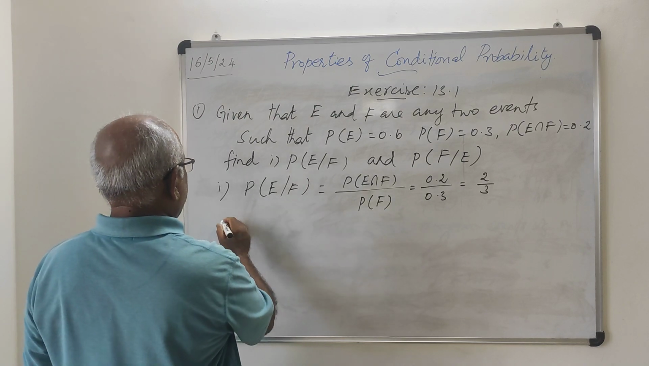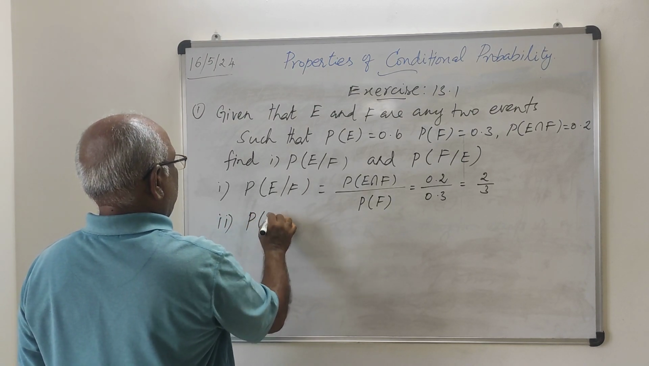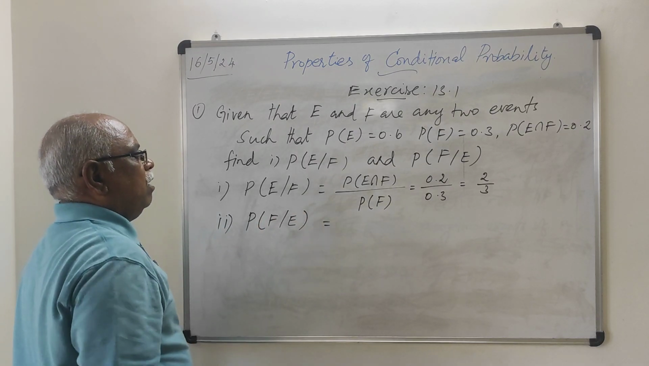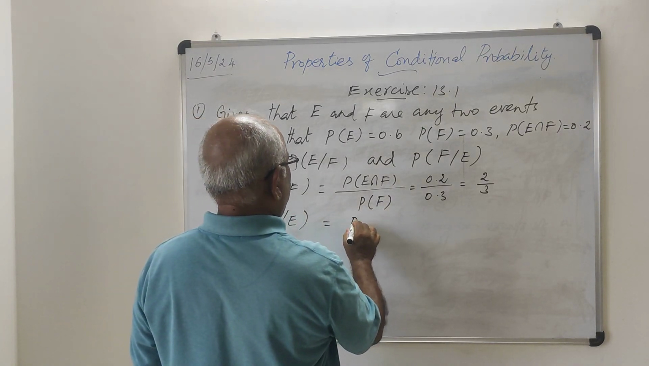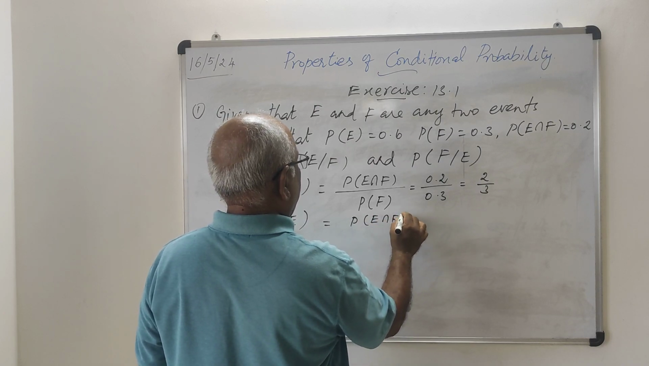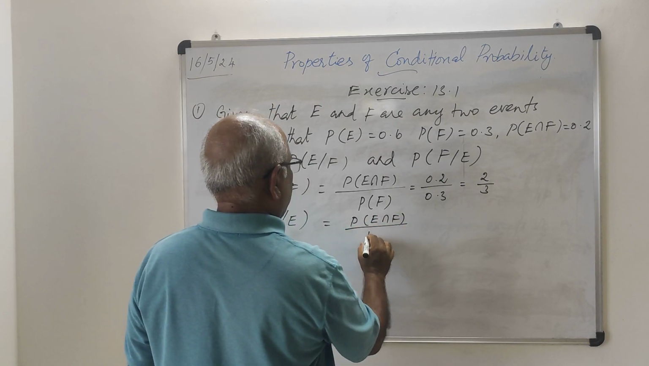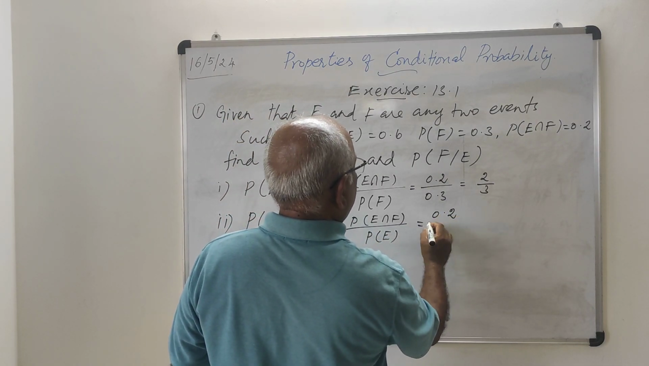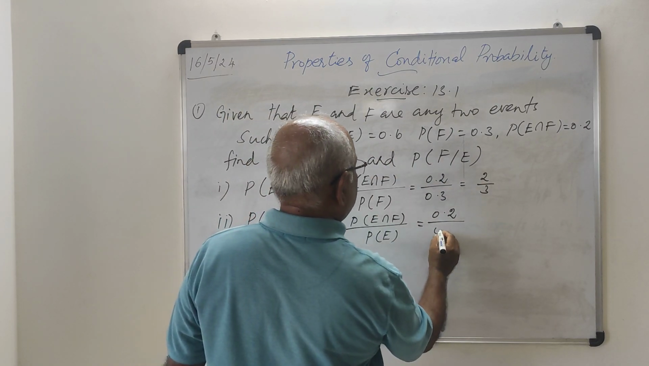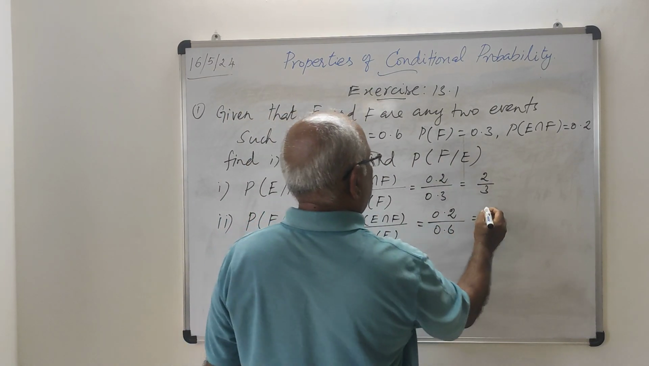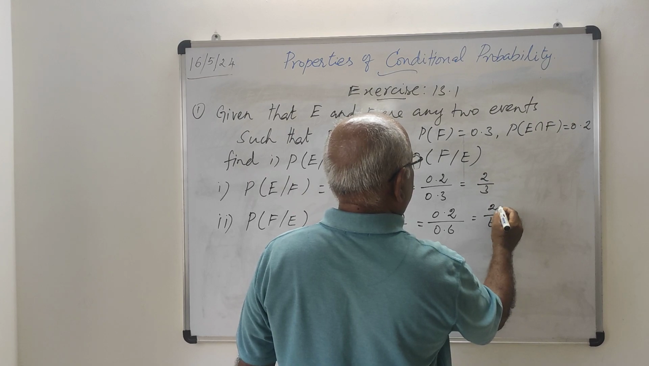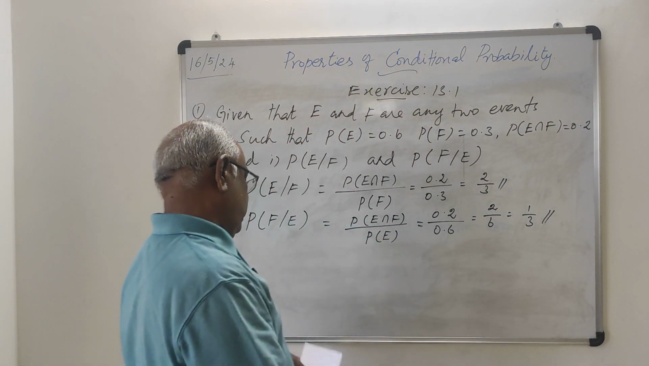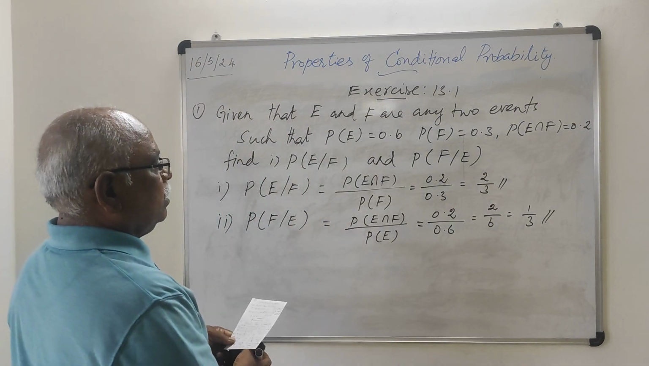So P of E slash F is 2 by 3. Second one is P of F slash E, the probability of an event F when E has already occurred. It's also P of E intersection F by P of E. This is our formula. P of E intersection F is 0.2 and P of E is 0.6, so this is 2 by 6, that is equal to 1 by 3. So the first one is 2 by 3, the second one is 1 by 3. That's all about the problem.